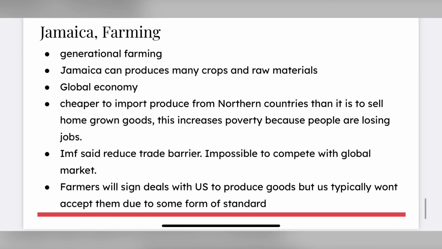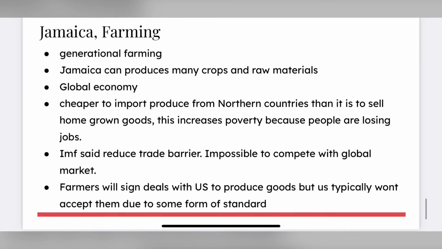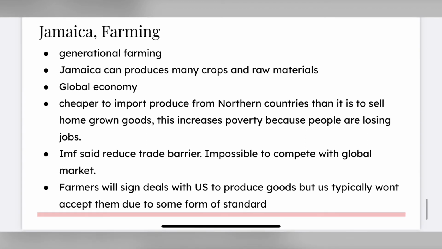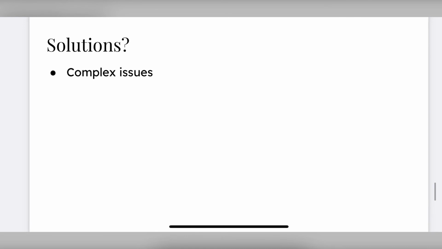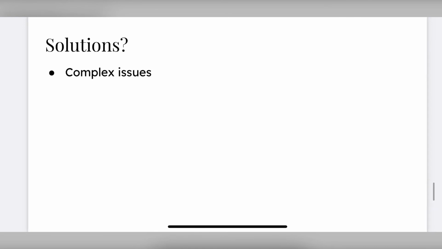And the farmers that are able to sign deals with countries in the north such as the US and Canada, their crops will not be accepted due to them not meeting the standard of what is being sold already in stores. It is hard to say that there is a solution to these problems, because many of these issues are extremely complex.